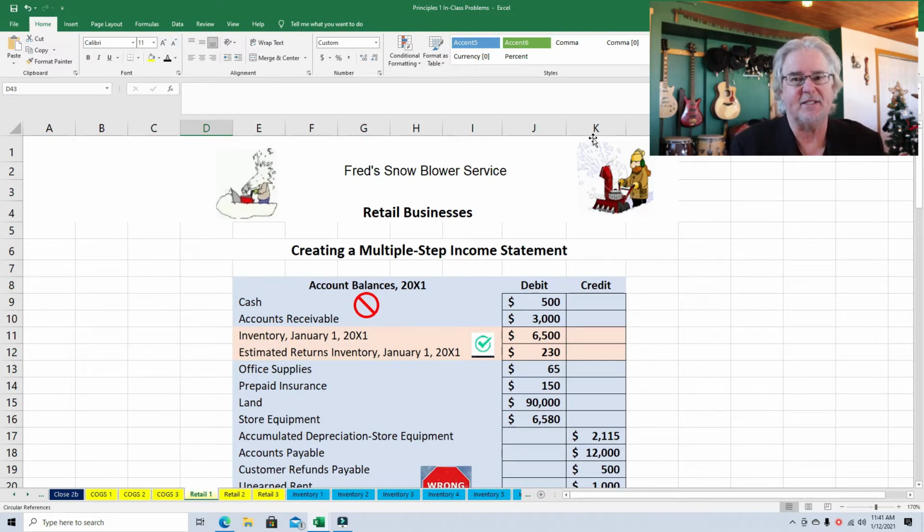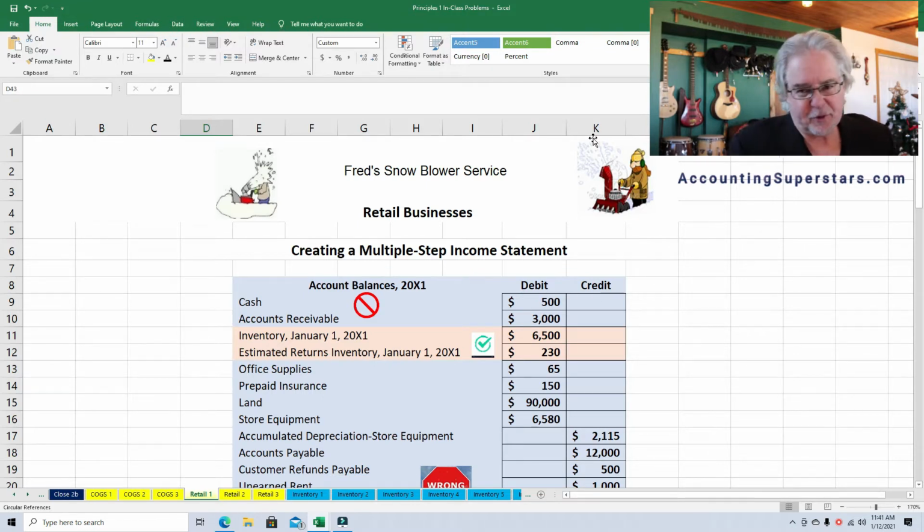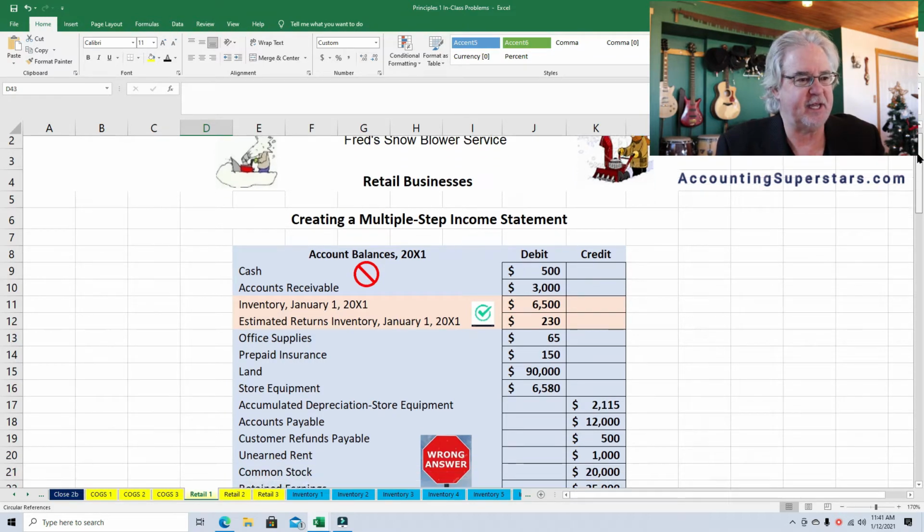So this lesson is designed for your very first accounting class, probably about the sixth week of class. You're probably in about chapter 5, studying retail accounting for retail organizations. So here's what we're going to do today. We've got a trial balance for Fred Snowblower Service. Now, Fred Snowblower Service, this is a real company, but I changed the name to protect the innocent.